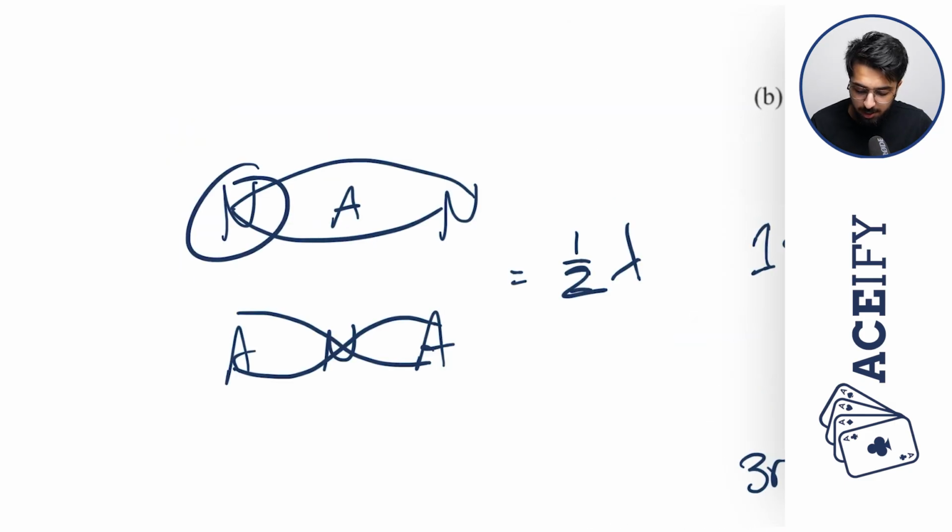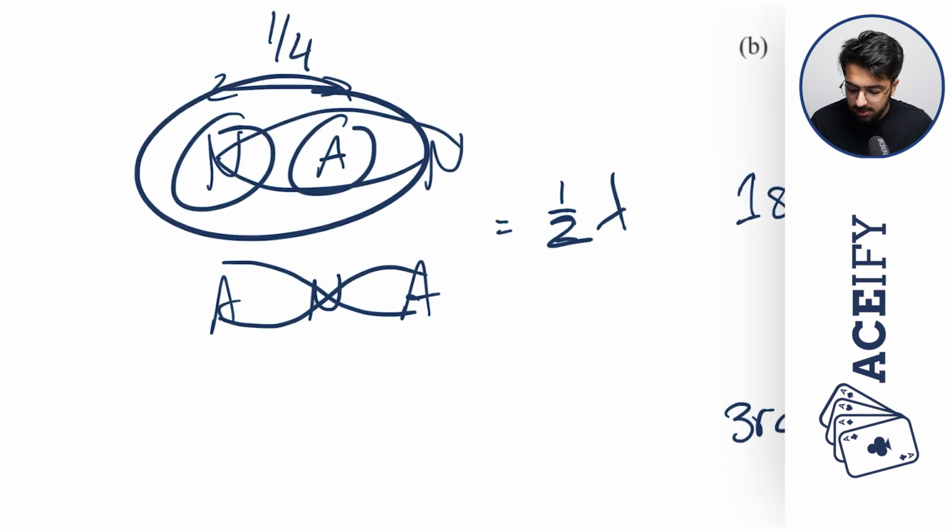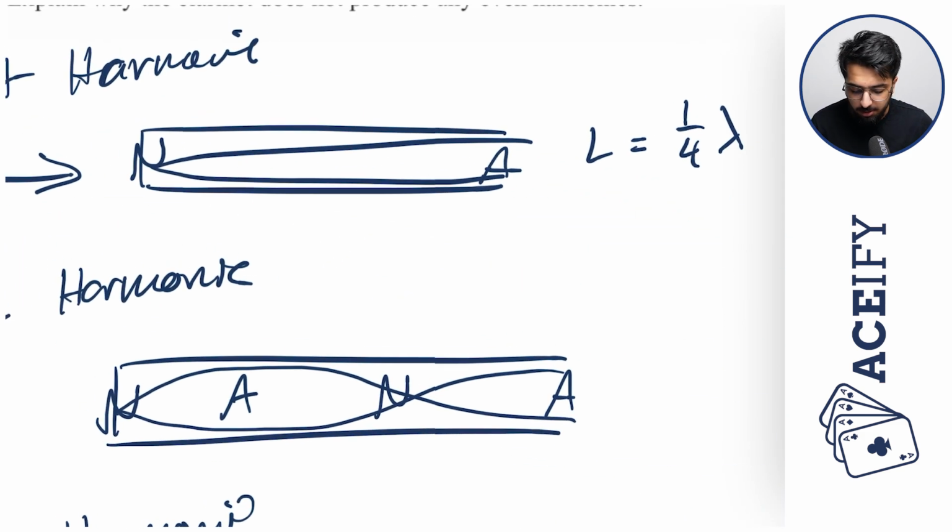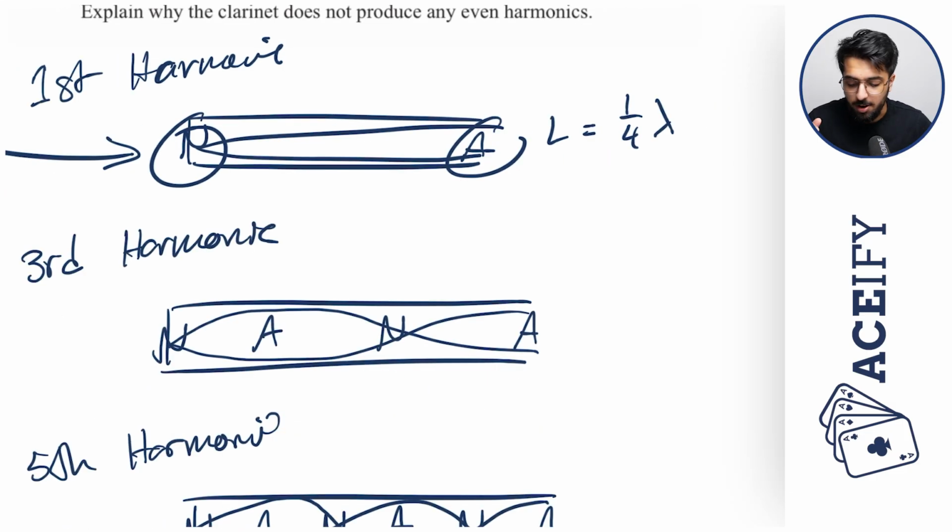However, if we have a node met with an antinode, this is half of a half wavelength, and therefore that is 1/4. And this is the exact scenario that we have over here. Okay, we have a node met with an antinode. I promise I'll get to answering the question soon.